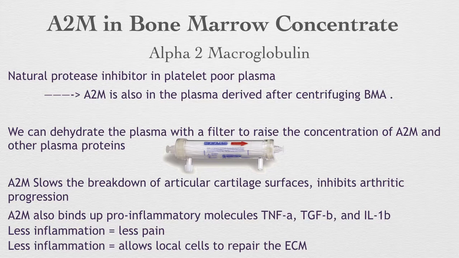A2M also binds up pro-inflammatory molecules like TNF-alpha and TGF-beta, and as a result, if we inject this in a synovial joint, it may decrease the chronic inflammatory status of that joint. That may be another mechanism of action that decreases our patient's pain clinically. Less inflammation may equal less pain. It also may allow local cells to thereby go on and heal, whether it's healing some chondromalacia or repairing the extracellular matrix.